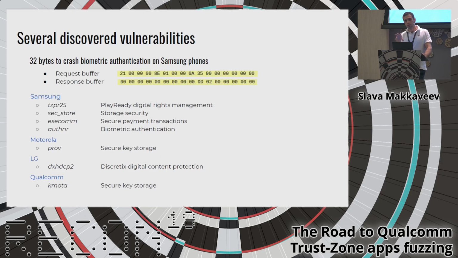But the goal of the research was not to build an attack or an exploit, but to check how reliable the trusted OS is, which is supposed to be the most critical part of a mobile device. And in this research, I just took several trustlets implemented by Samsung, Motorola, LG, and Qualcomm itself, and found vulnerabilities in all of them, including Samsung S10 Plus.